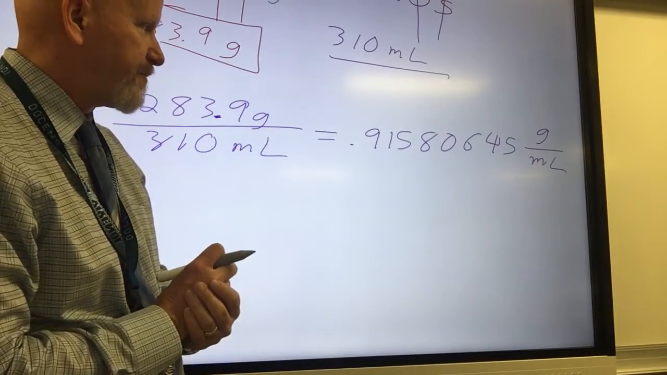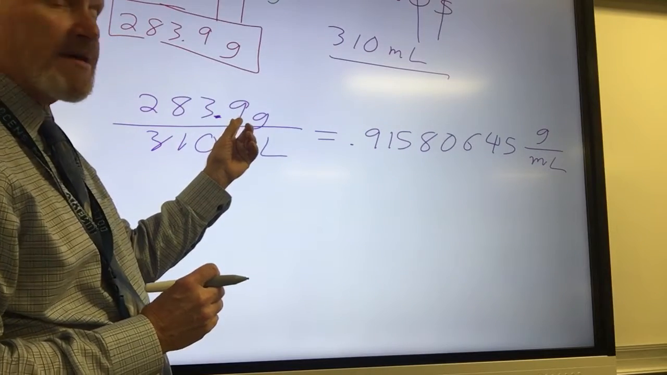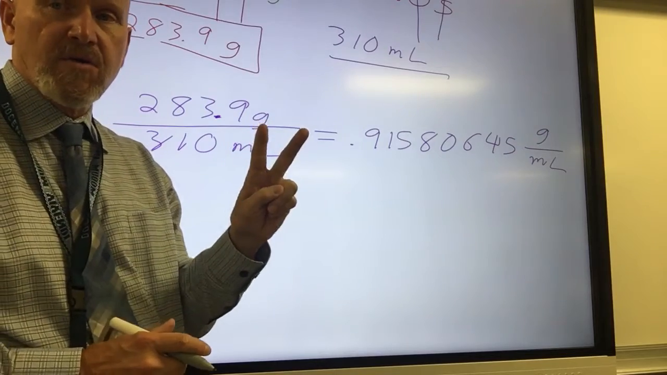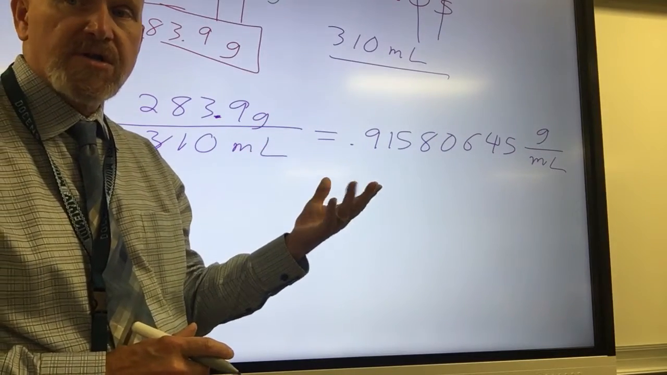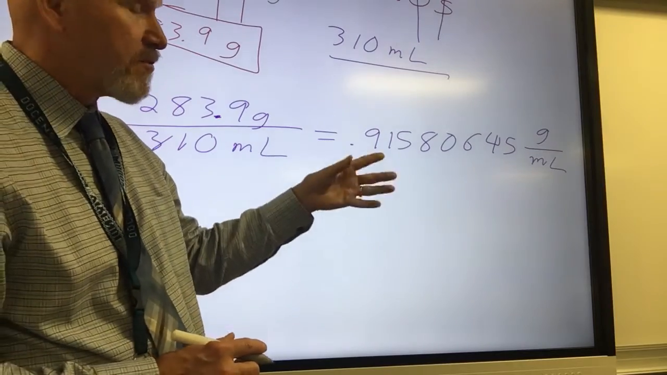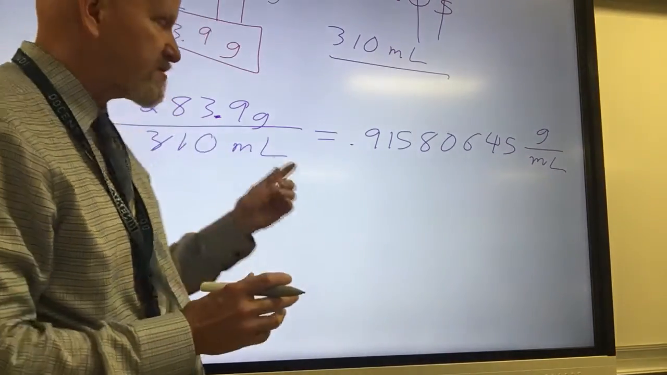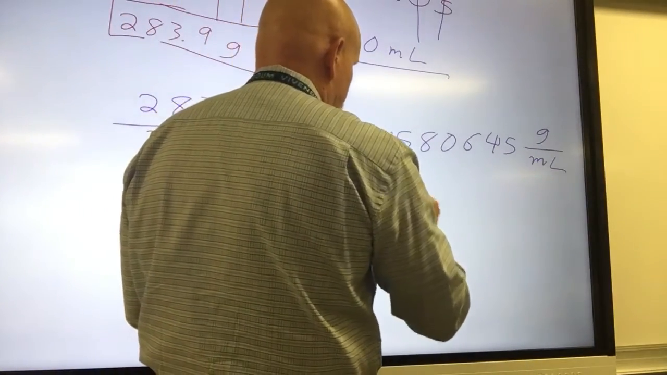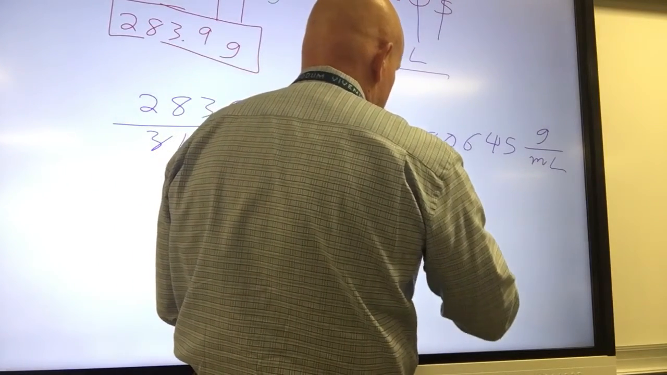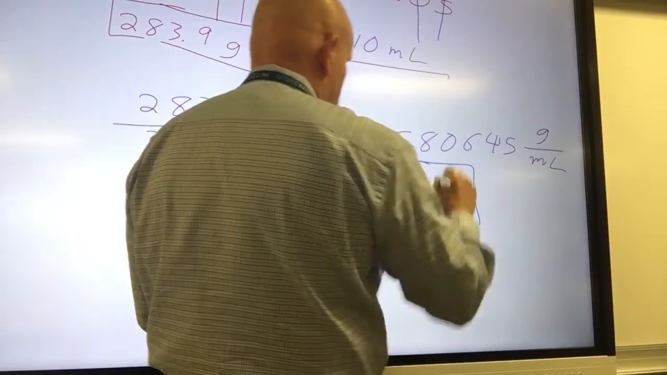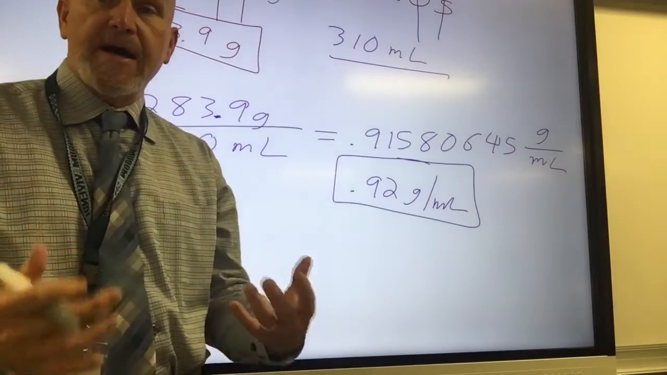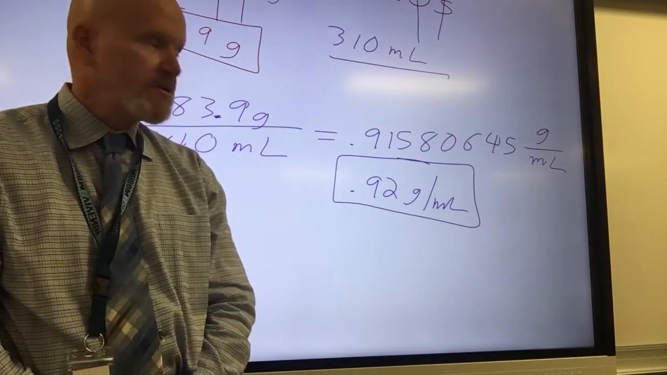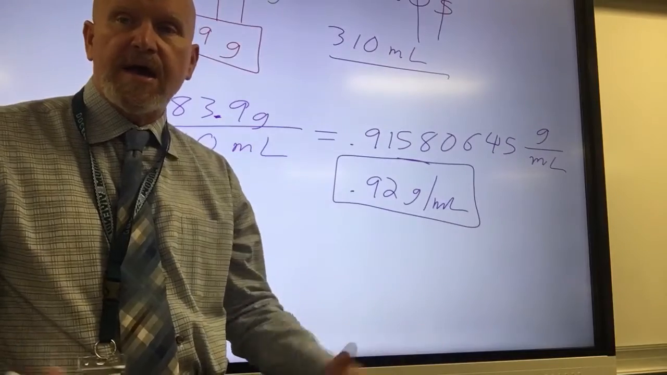Here's the problem with this. How many sig figs does the top number have? Well, that's got 4 sig figs. This one right here, the 310, remember, we only know the 3 and the 1 for sure, so that has 2 sig figs. So the rules for multiplication division are different. This is my least accurate measurement, had 2 sig figs. So what I have to do is say the density I only know to 2 sig figs. So that's going to be 0.92 grams per milliliter is how I have to report that value.